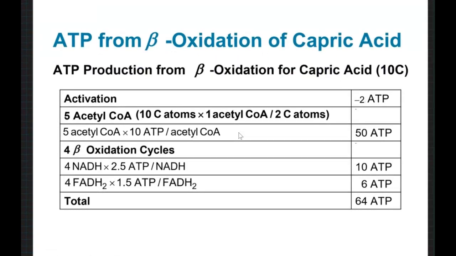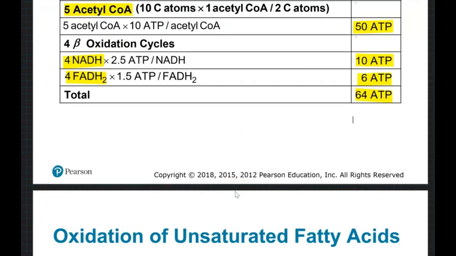So if you look at capric acid, okay, which contains 10 carbons, you have 5 acetyl-CoAs. Each acetyl-CoA brings you 10 ATPs, so 50 ATPs. 4 NADH and 4 FADH2, which gives you extra 10 and 6 ATP respectively, so total of 64 ATP. Okay? So far, do you follow?